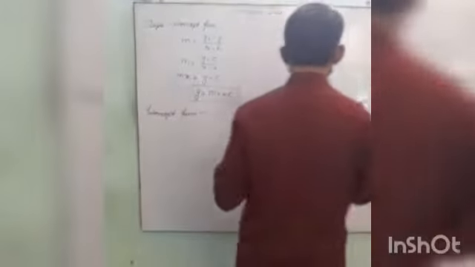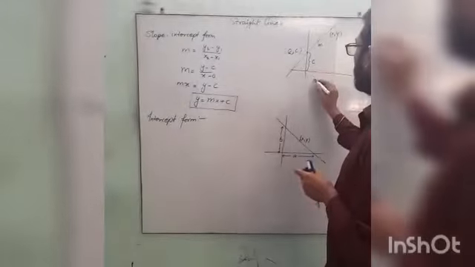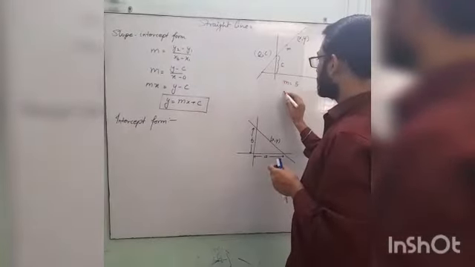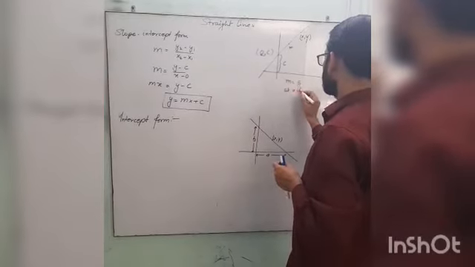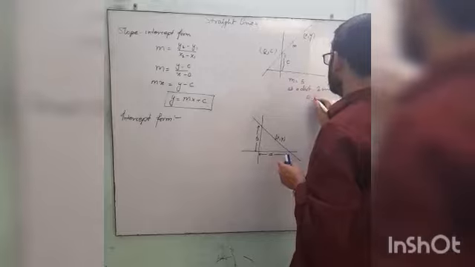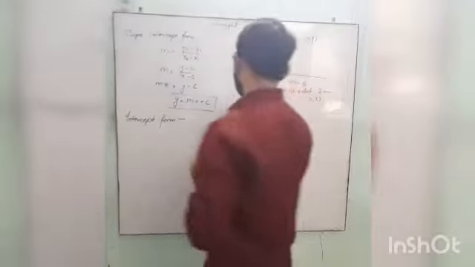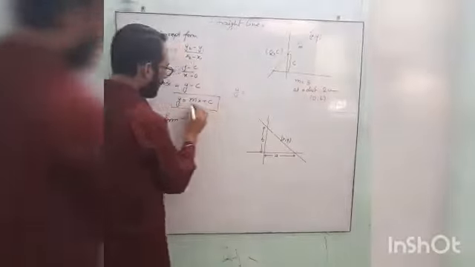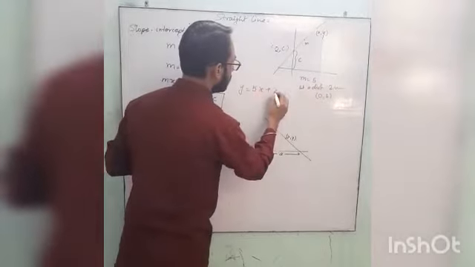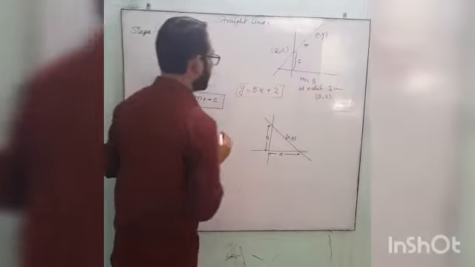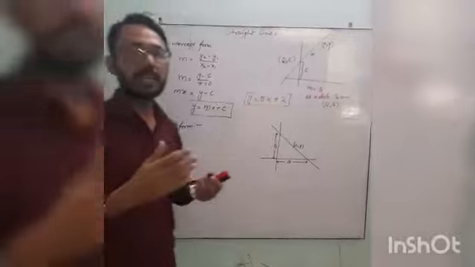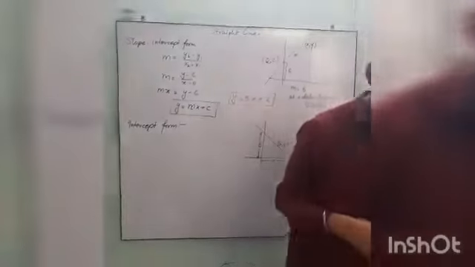Now in case we have been given slope m equal to 5 and the y-intercept is at a distance of 2 units, that is, the point will be 0, 2. So the equation of the line will be y is equal to mx plus c. m is 5, so 5x plus c. c is 2. So the equation of the line will be y is equal to 5x plus 2. This is the equation in the slope intercept form.